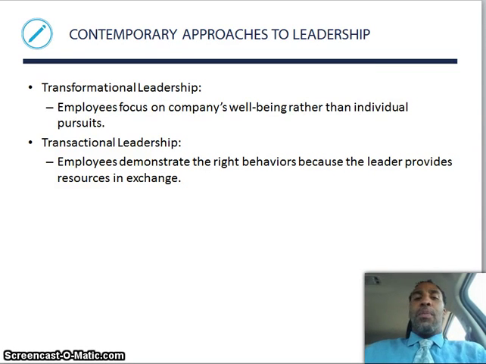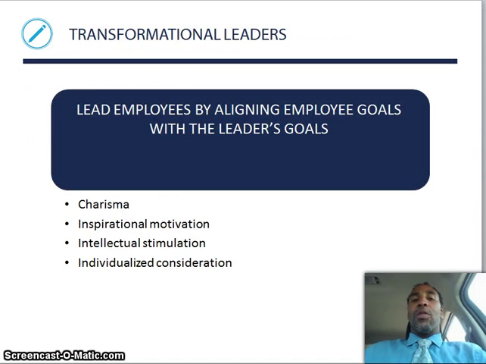Contemporary approaches to leadership. So you have transformational leadership. Employees focus on the company's well-being rather than individual pursuits, right? So we want to focus on the company's well-being, or the health of the company, rather than individual pursuits. Transactional leadership. Employees demonstrate the right behaviors because the leaders provide resources in exchange, right? So we want to do the right thing. The leaders are providing the applicable resources that we actually need, and everything falls into place.